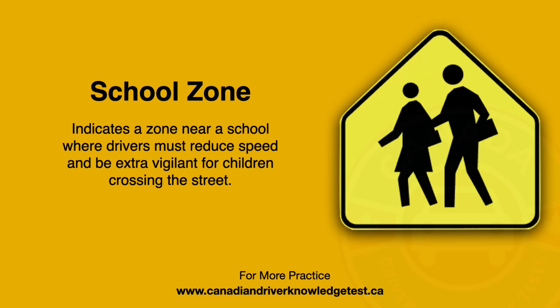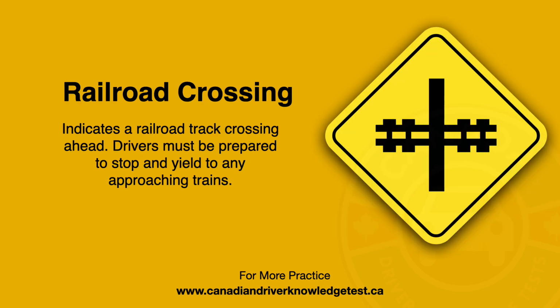School zone indicates a zone near a school where drivers must reduce speed and be extra vigilant for children crossing the street. Railroad crossing indicates a railroad track crossing ahead. Drivers must be prepared to stop and yield to any approaching trains.